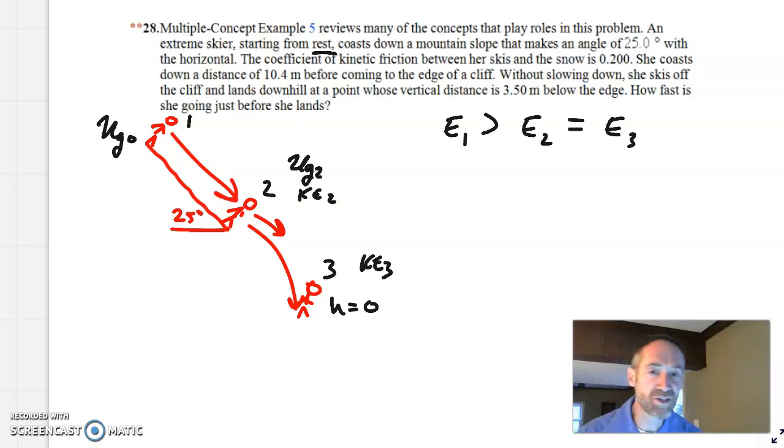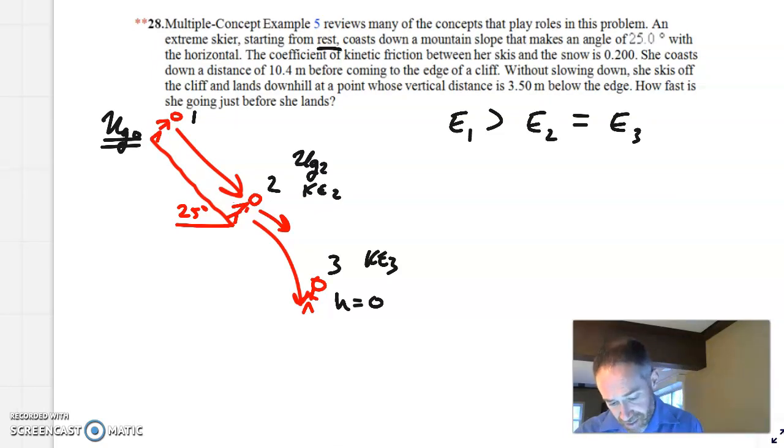One more thing before we start the actual problem is if this was frictionless, then the energy at 1 and the energy at 2 and the energy at 3 would be all the same because there'd be no non-conservative forces. They would look different. Sometimes it would be potential, sometimes it's potential and kinetic, sometimes it's only kinetic, but they would have all been the same without that friction in there.